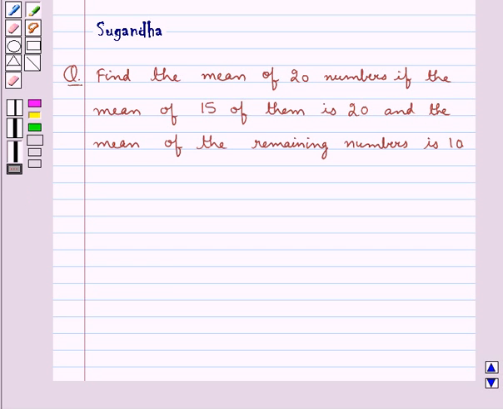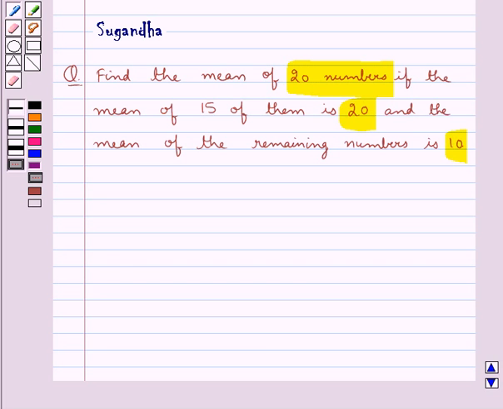In this session, we discuss the following question, which says: find the mean of 20 numbers if the mean of 15 of them is 20 and the mean of the remaining numbers is 10. Before we move on to the solution, let's recall what the mean is.